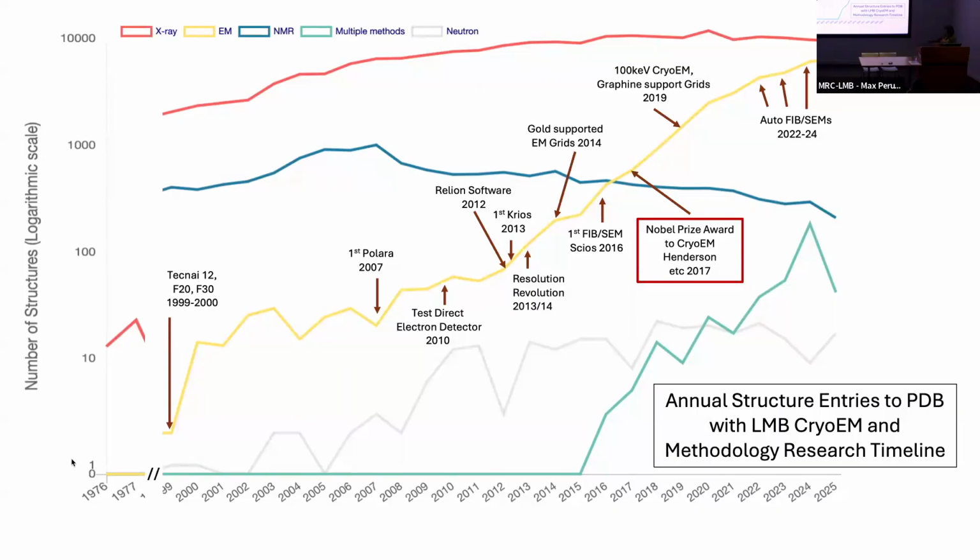We know the volume here. And then you can see the EM structures really gradually come out. This is not just from LMB, but from everywhere. It's gradually used more and more. And of course, I come from this point. I came to join LMB at this point.